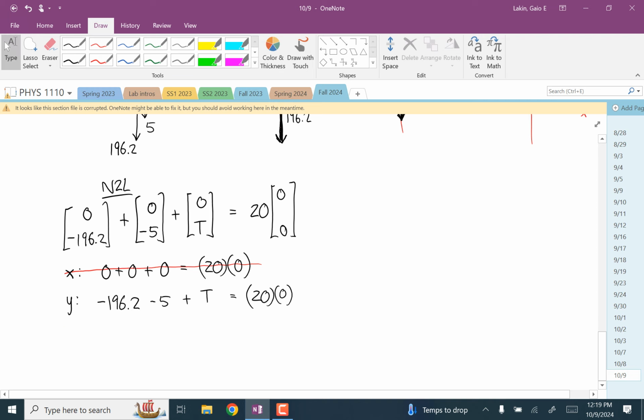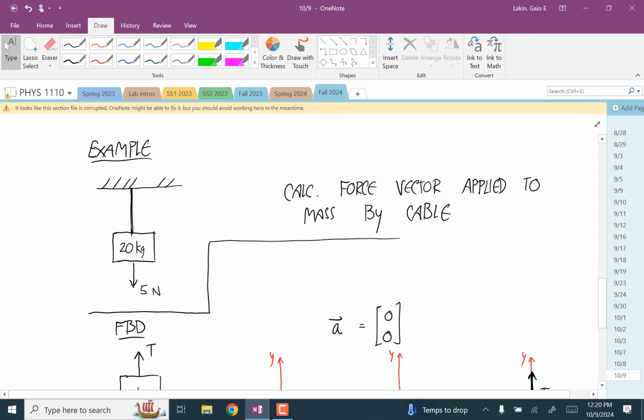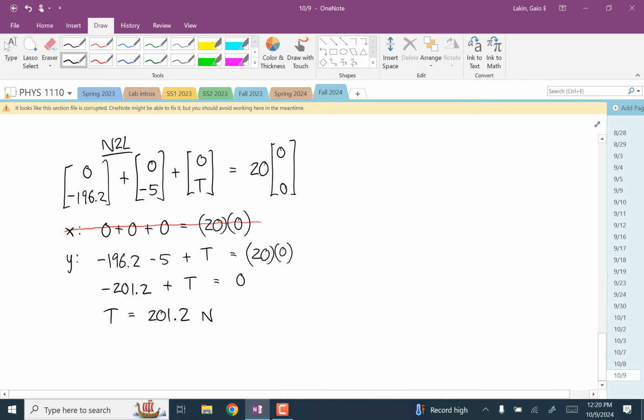So negative 201.2 plus t is equal to 0. So solve that and you get that t is equal to 201.2 newtons. Okay, that's almost the answer to this question, but the way I worded this problem was, what's the force vector that the cable applies to the body? So how do we go from this value of t to the vector that that cable applies to the body?